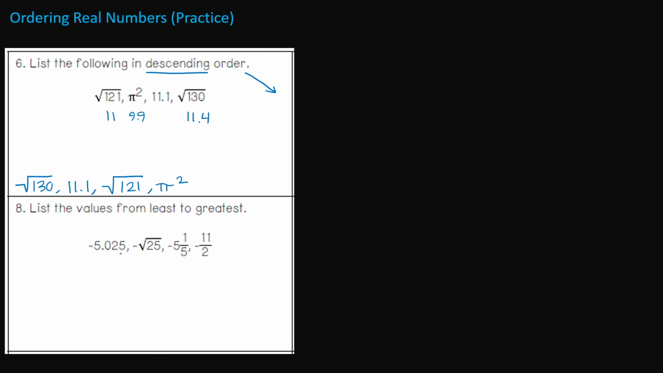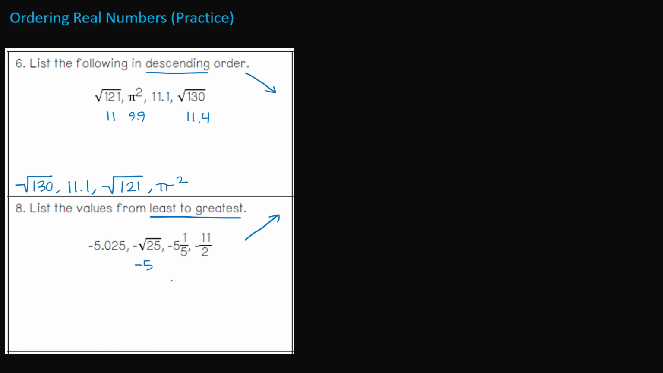Let's try another one. For 8, it says list the values from least to greatest. That means ascending order. We are working our way from the smallest to the largest number. Negative 5.025 is already a decimal. I don't need to mess with that. The negative square root of 25. Well, I know the square root of 25 is 5, and then we just need to make it negative.